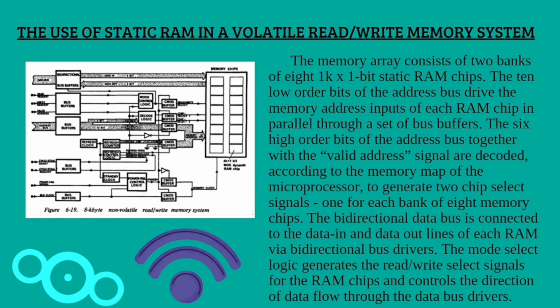The 6 high-order bits of the address bus together with the valid address signal are decoded, according to the memory map of the microprocessor, to generate two chip select signals, one for each bank of 8 memory chips. The bidirectional data bus is connected to the data in and data out lines of each RAM via bidirectional bus drivers. The mode select logic generates the read or write select signal for the RAM chips and controls the direction of data flow through the data bus drivers.